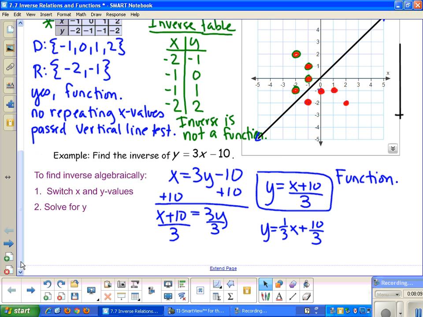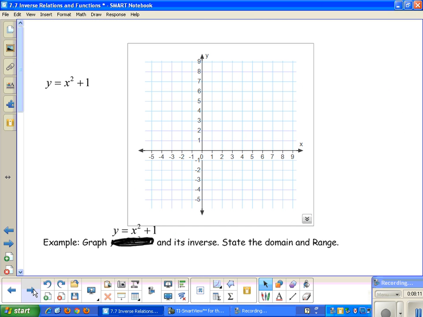All right, so let's go to the next one. So the next example says we want to graph y equals x squared plus 1 and its inverse, and then state the domain and range. Now, if you look at this equation that we have right here, let's go ahead and first graph it. So remember, you can use your graphing calculator to help you get a table of values, or you can just do it by hand. So I have my x and my y.